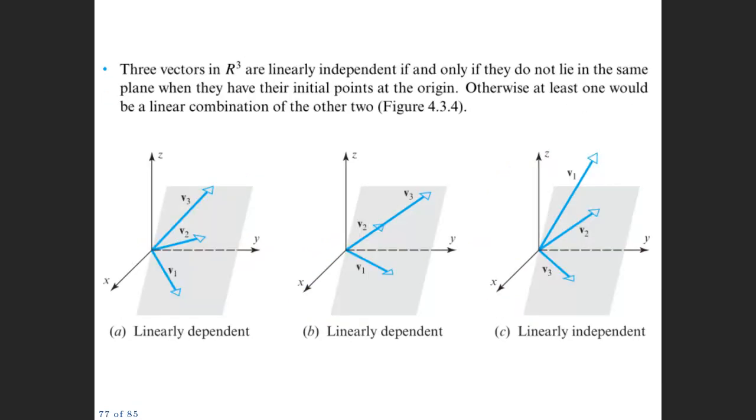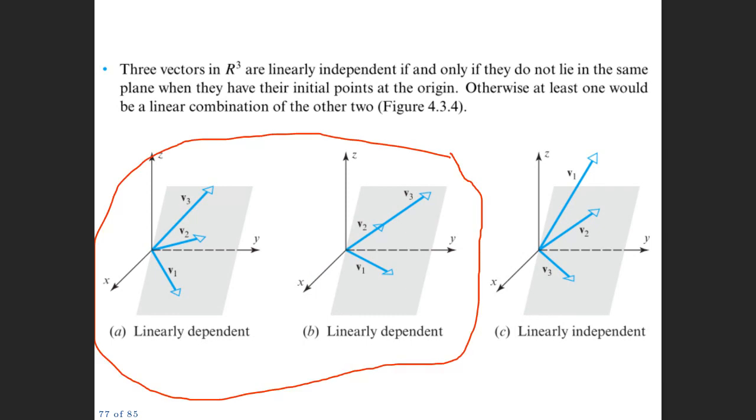And we have a similar idea if we have three vectors in R3. If they're all in the same plane, then they're linearly dependent. One vector is a linear combination of the other two. But if they're pointing in different directions, for example, if V1 is not in the plane which contains V2 and V3, then they're linearly independent.